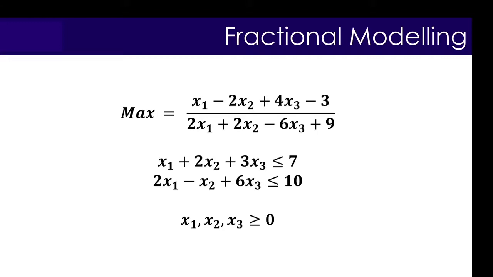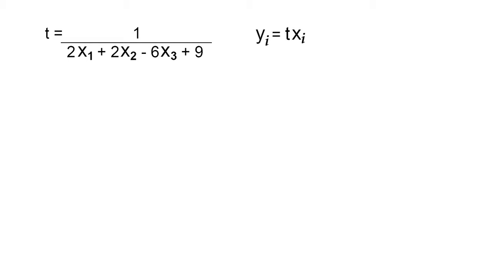Again, we simply note the transformation needed. We let t be equal to 1 over the value of our denominator, or 2x1 plus 2x2 minus 6x3 plus 9. And we note that y sub i is equal to t x sub i. Again, using this transformation, we are now able to transform our fractional objective function into a linear problem.